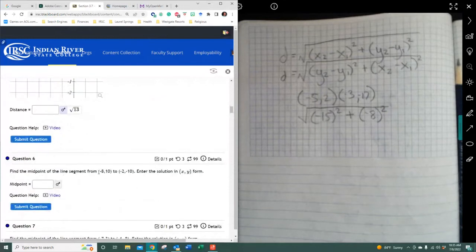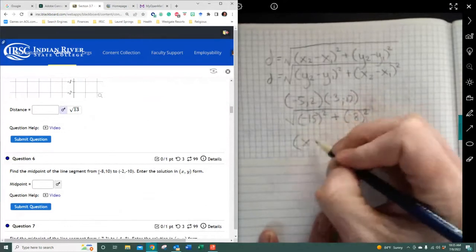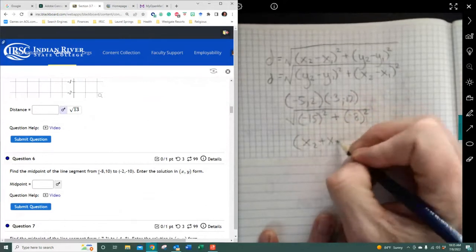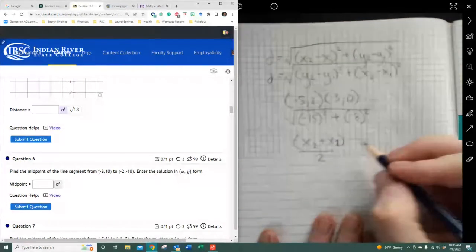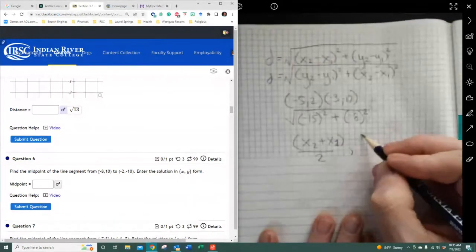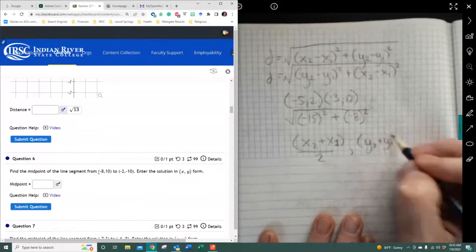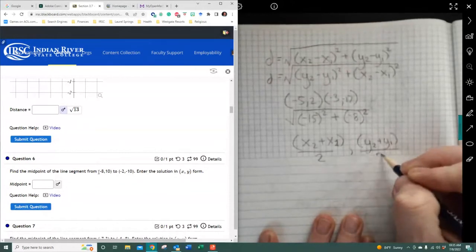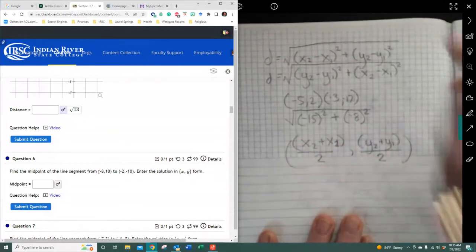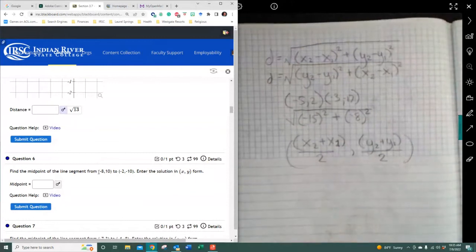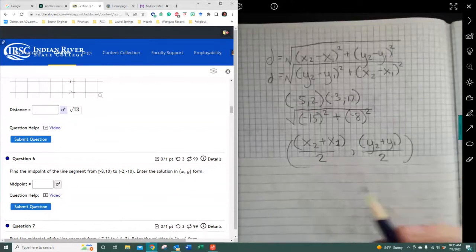All right, now the midpoint formula. That midpoint formula is just taking and adding your x's together, and dividing it by 2. And then you go ahead and do the same thing for your y's. Add your y's together, and then divide it by 2. Because you're creating a point. Okay? So that's what you're doing. You're creating a point.